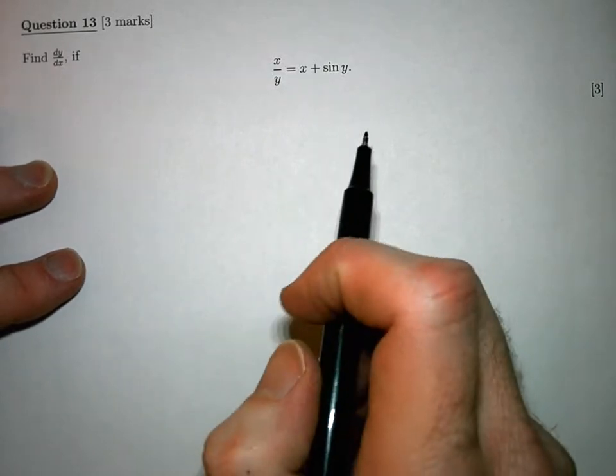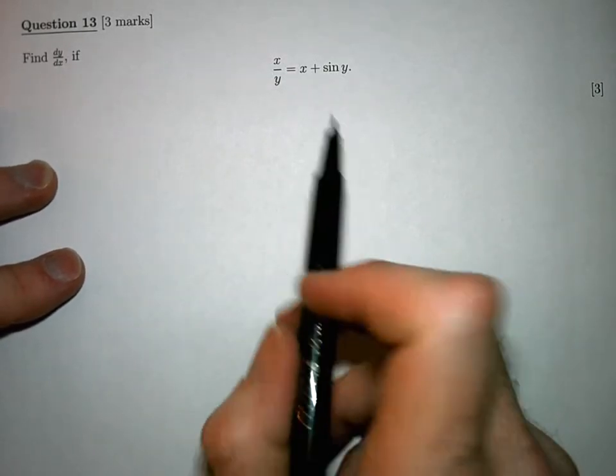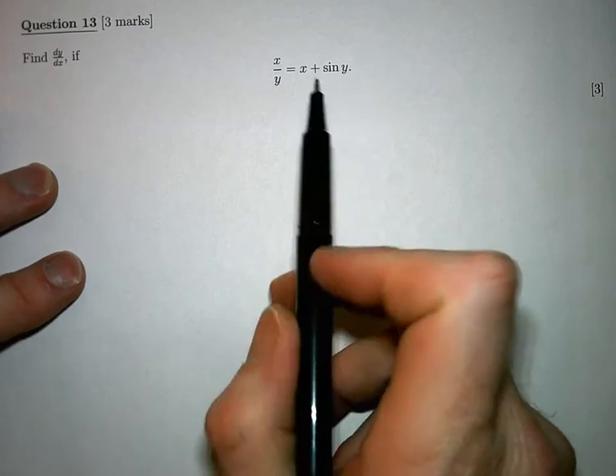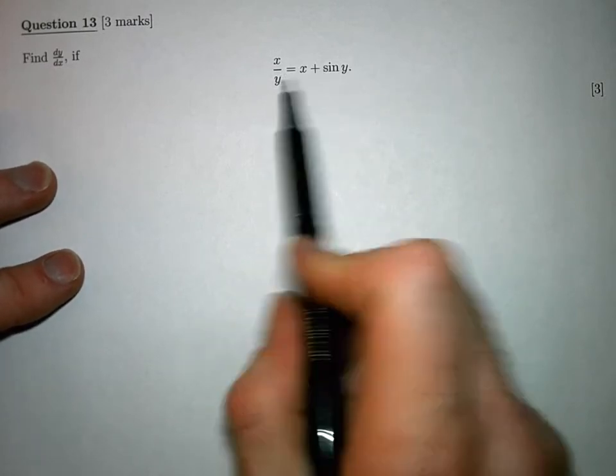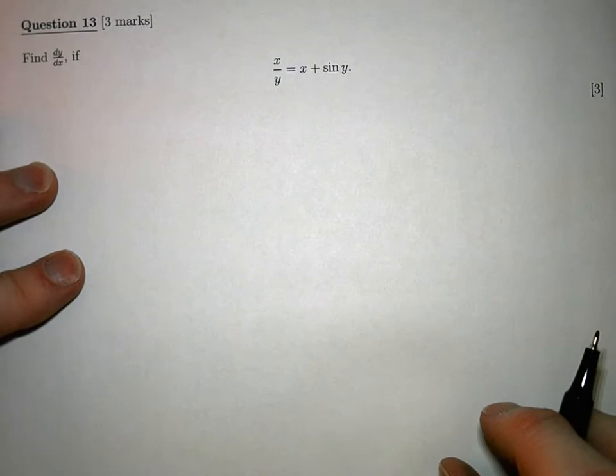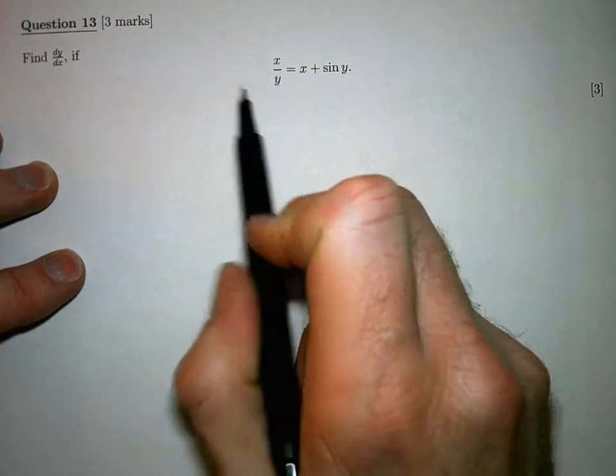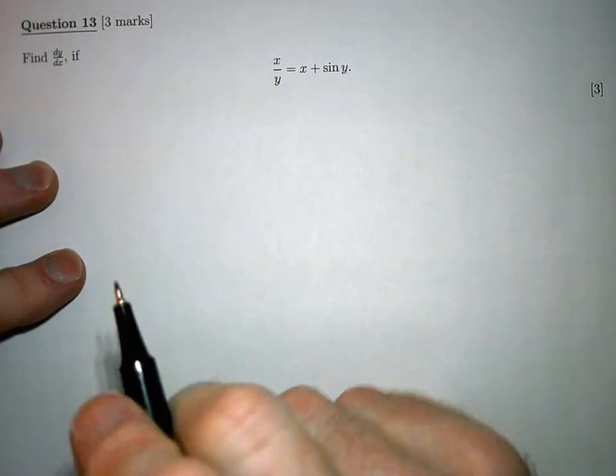Also, some of you tried to take the log of both sides and then do some logarithmic differentiation, but it's actually quite a little bit easier than that. You simply have to differentiate both sides and then solve for y prime. So we're going to differentiate the left-hand side.